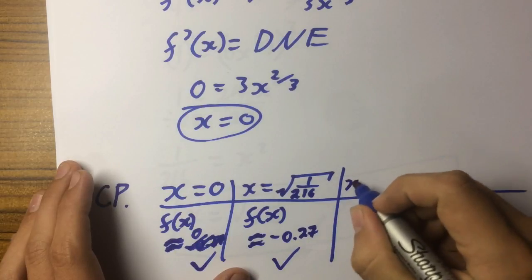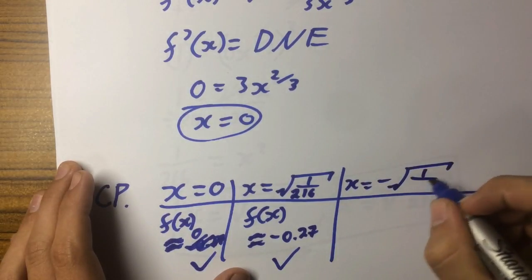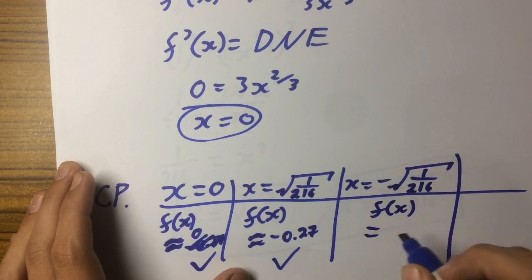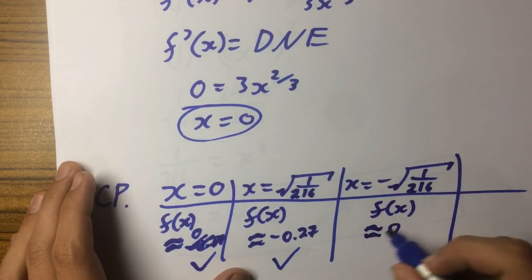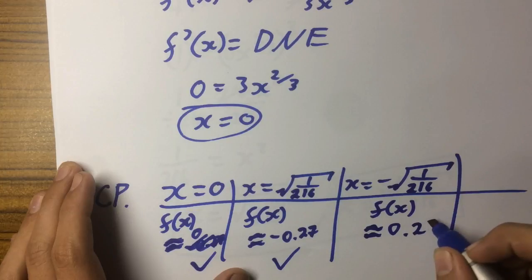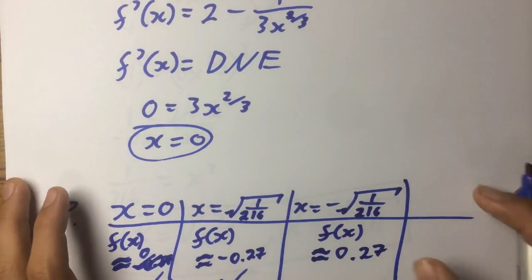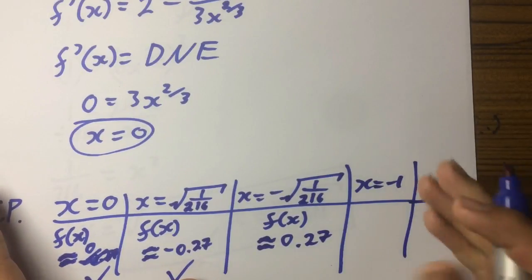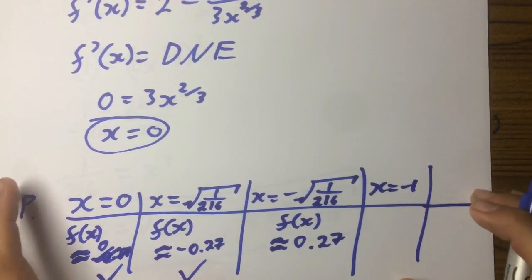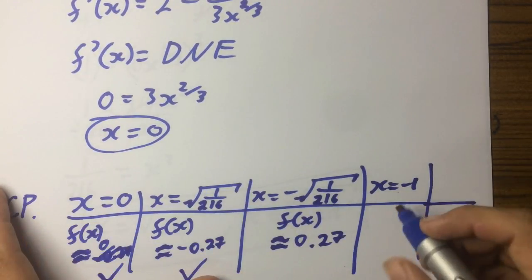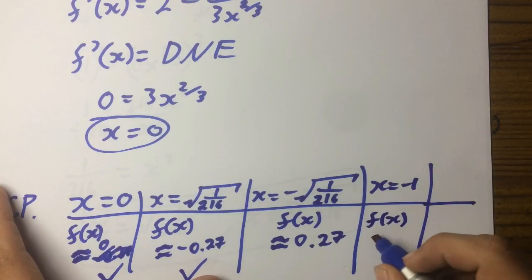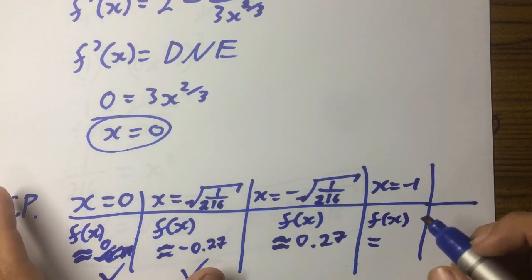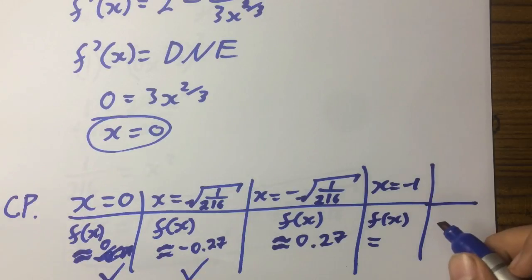Now we have x equals the negative square root of 1 on 216. We sub that back into the function, and that spits out approximately positive 0.27. Okay, now x equals -1, because that's the domain on the negative side, on the far left. We sub that in, and we get the derivative equals, I think that's -1.